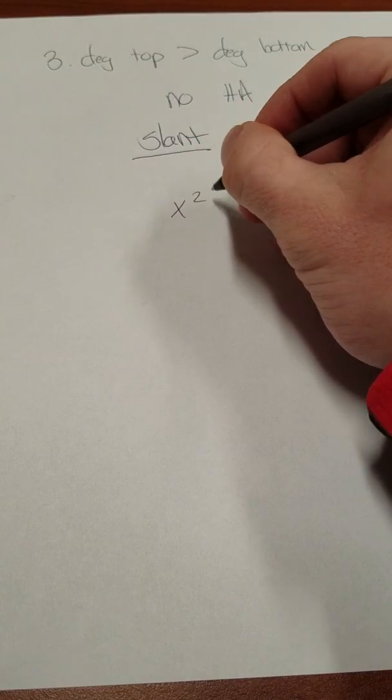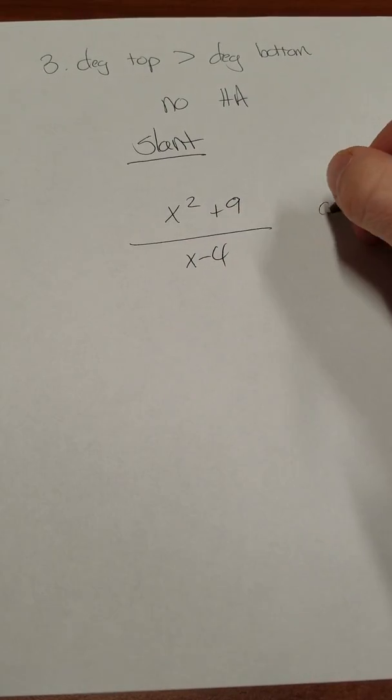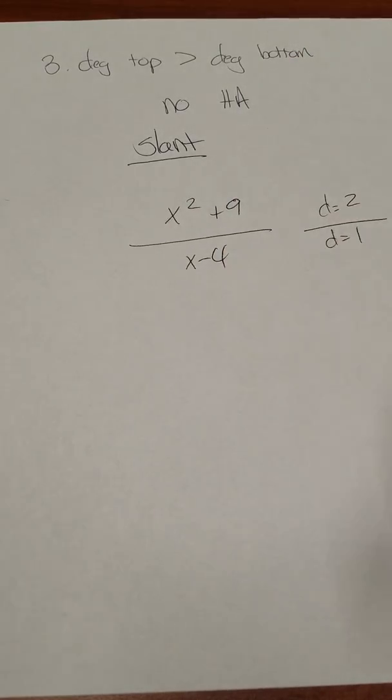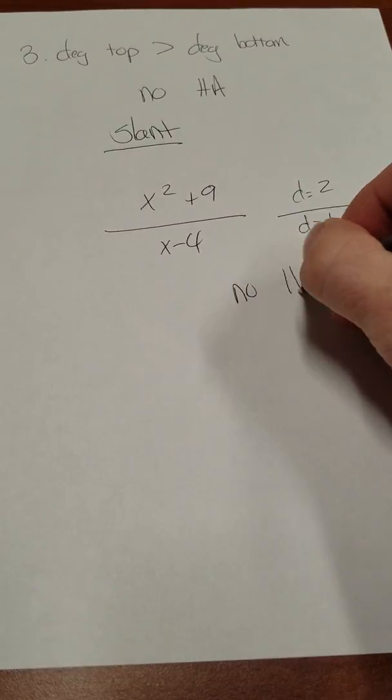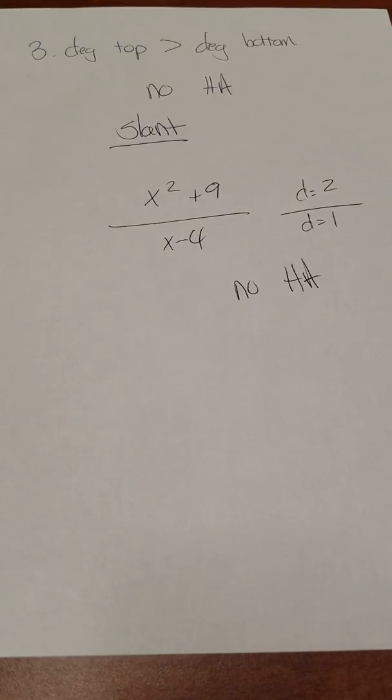This might be in a case like x squared plus 9 over x minus 4. The degree of the top, highest exponent, is a 2. The degree of the bottom is a 1. Top is bigger than bottom, so no HA, no horizontal asymptote. There's going to be a slant, and we'll discuss that in our next video.